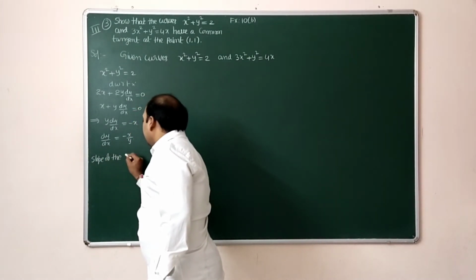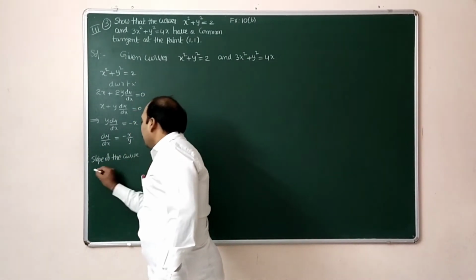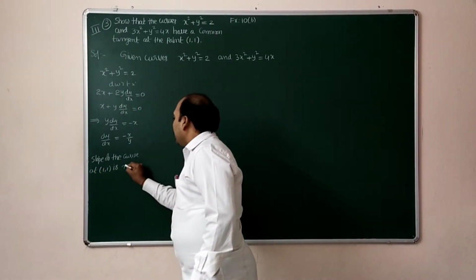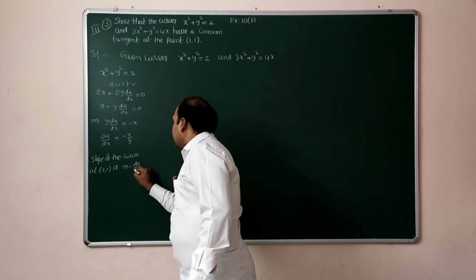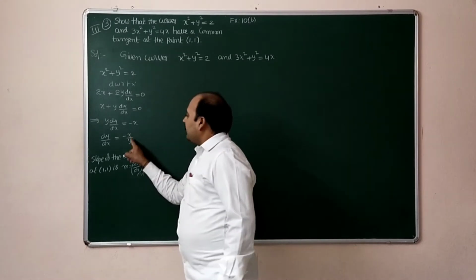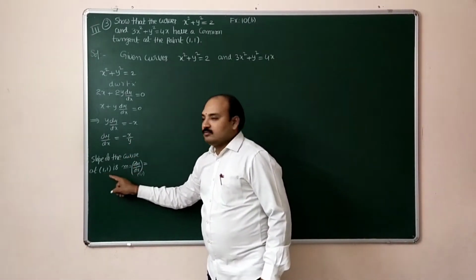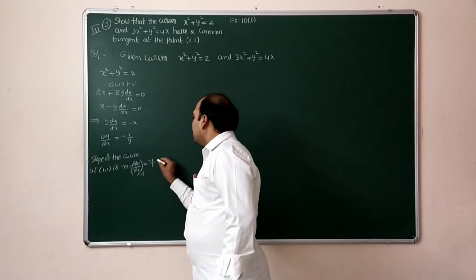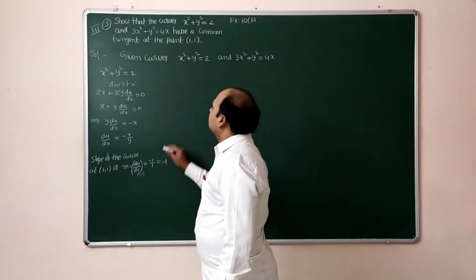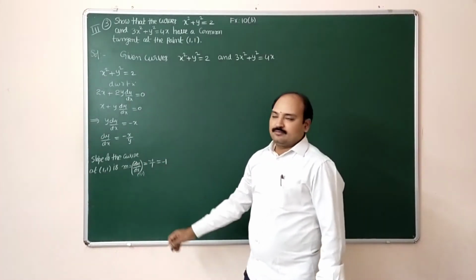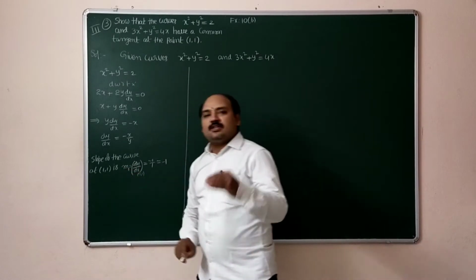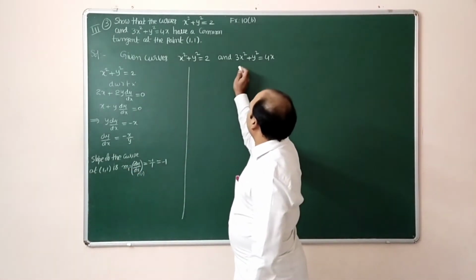Slope of the curve at 1, 1 is, so m equal to dy by dx at 1, 1. In place of x and y, substitute 1, 1. So minus 1 by 1, which is equal to minus 1. So this is about the first curve. So first curve slope means you can take as m1, that is better. Come to the second curve.